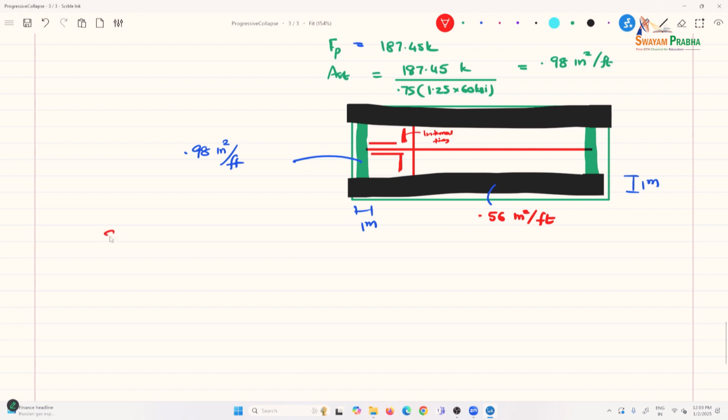Then next one is the peripheral ties for openings. There are two types of openings, so we will look at both of them.